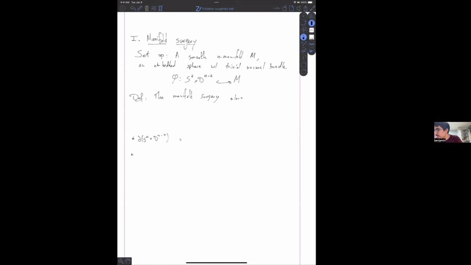Then the manifold surgery along phi is the manifold, let's call it M prime, where we take M and cut out the image of phi. So we cut out this sphere times a disk, and the idea is we glue in a disk times a sphere. So kind of you're gluing in sideways.